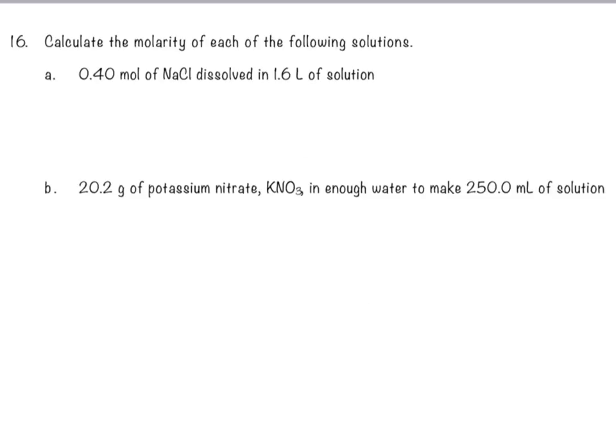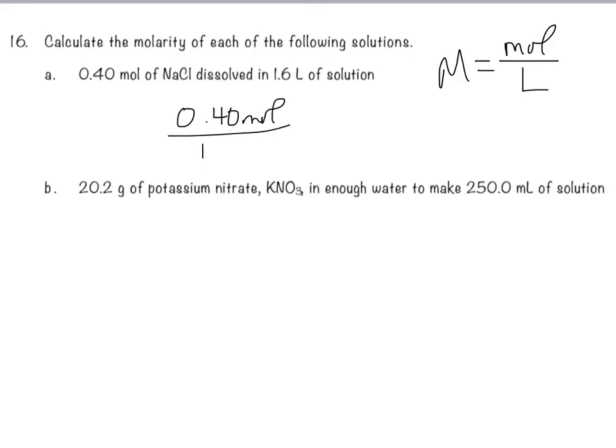Okay, to calculate molarity, just remember this is the formula. Molarity is equal to the moles of solute per total liter of solution. So all you have to do is substitute in what you know and solve for what you don't. So if I want to know the molarity of this, and I know that I have 0.40 moles of NaCl, and I know that I have 1.6 liters of solution. If I put 0.40 in my calculator and divide by 1.6, I get 0.25 molar. That's the answer for the first one.